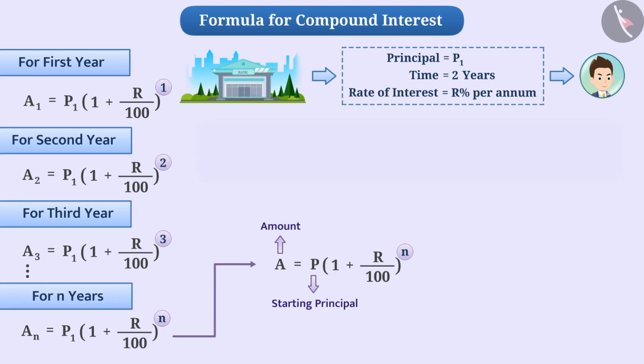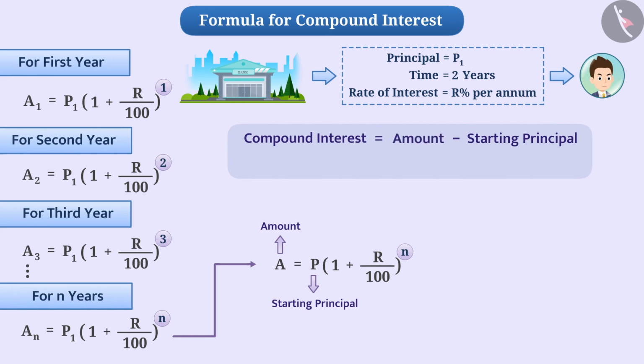Now, we can find the compound interest by subtracting the principal of first year from the amount received at the end of the time period. So, CI is equal to A minus P.